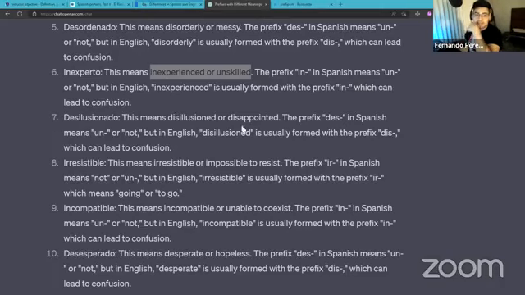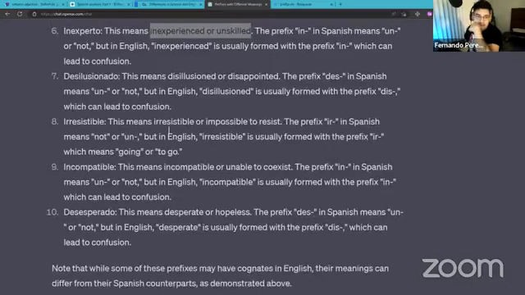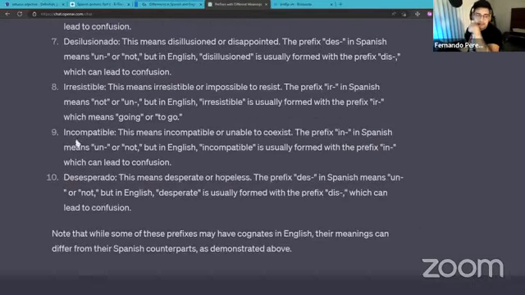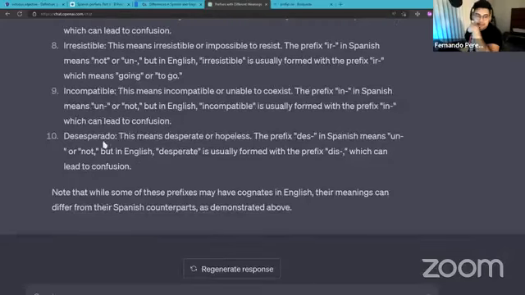Desilusionado, this means disillusioned or disappointed. This is the same. Irresistible, this means irresistible or impossible to resist, no problem. Incompatible, this means incompatible or unable to coexist. That's the same. Desesperados means desperate or hopeless.